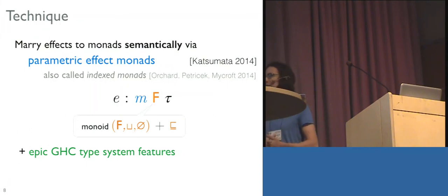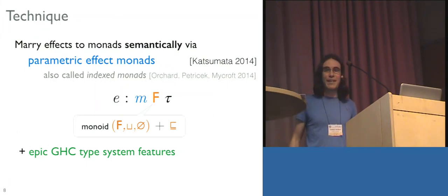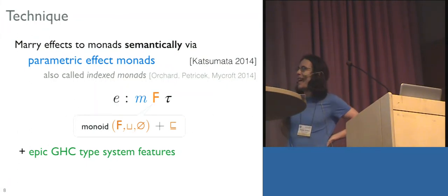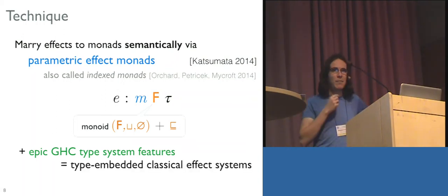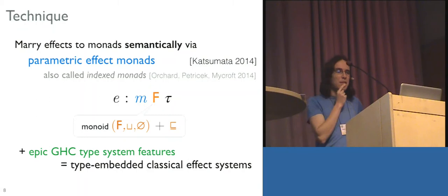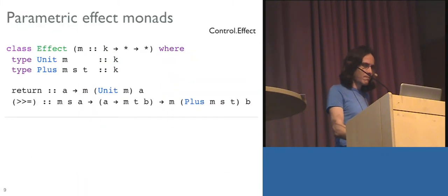So we're going to put it in Haskell, and we're going to use GHC's awesome type system features, which we were hearing lots about yesterday from Stephanie, and we're going to leverage lots of the latest goodies to use this to embed the classical type system approach into Haskell.